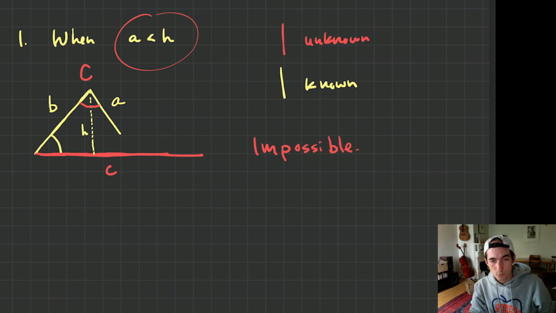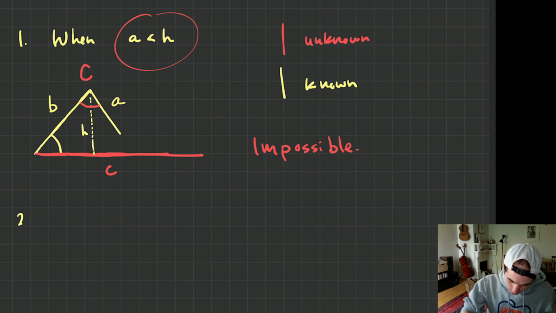So if someone were to tell you, hey, I've got this cool triangle that I want to tell you about, and then they tell you all the dimensions, and then side A is less than H, which we can easily calculate, well, then you can be pretty sure that they're lying and that this triangle doesn't exist. Okay, so that's the first case. Okay, 2.